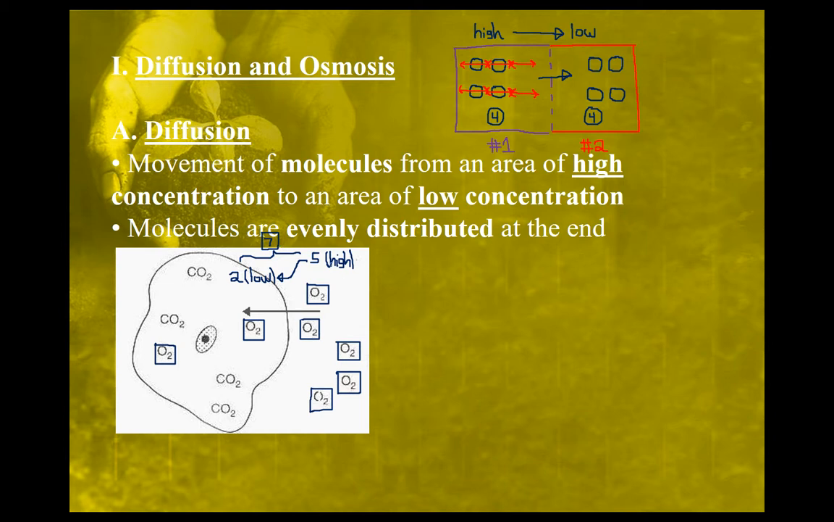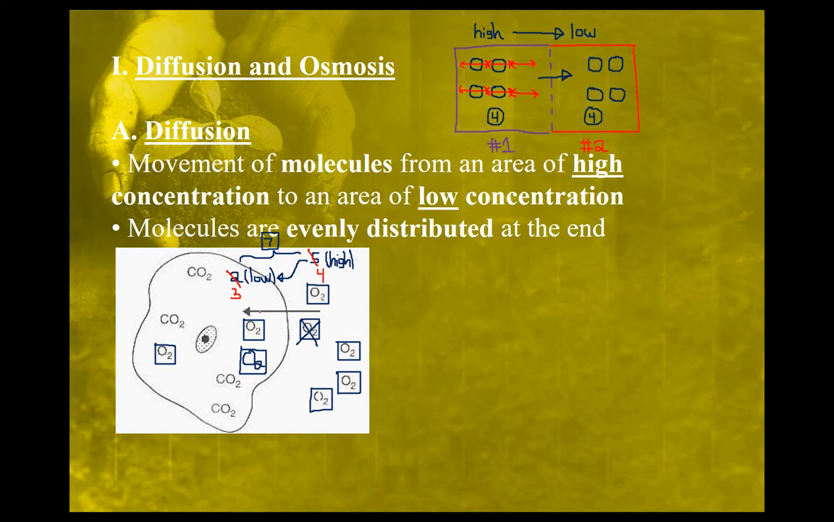Now, there's still going to be some molecules that move to the inside of the cell. So if you have 5 on the outside, 2 on the inside, maybe what I'd expect to happen is maybe one of these guys goes in. So if one of these guys went in here, then you would have another O2 in here. And then instead of having 2 on the inside, you'd have 3 on the inside, and you'd have 1, 2, 3, 4 on the outside.